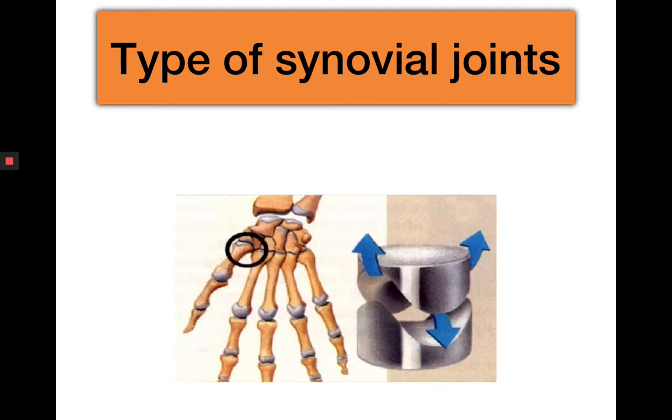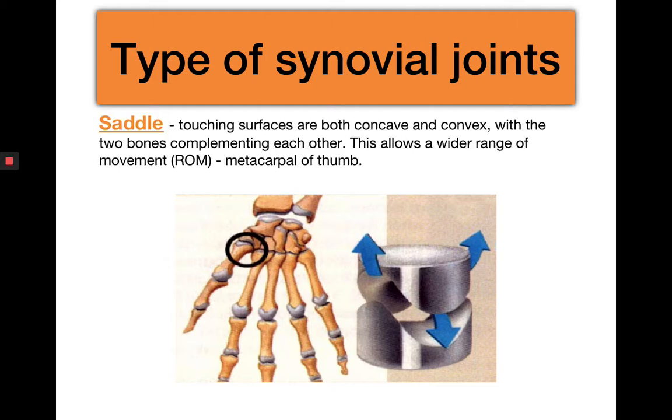Then we have the saddle joint. If we look closely here, it looks like we have a saddle sitting up, and then we have another saddle turned over. These are both concave and convex, and they complement each other. So this gives us a nice little twisty, slidey, swivelly motion, and we can see here in the metacarpal of our thumb, and that's why we have wider range with our thumb than we do the rest of our fingers.